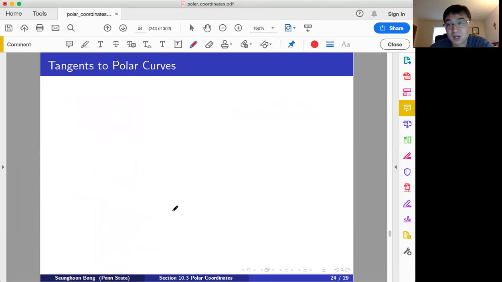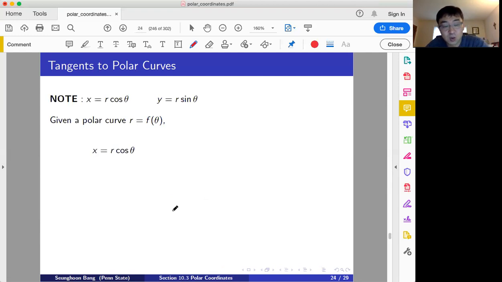The next thing, the last part of the section: tangent to polar curve. x equals r cosine theta, y equals r sine theta. So we know this relation. Given a polar curve r equals f of theta, what's x? We can use x equals r cosine theta. You plug f of theta into here, we have f of theta cosine theta. Y equals r sine theta, same. You plug f of theta into r, f of theta times sine theta.